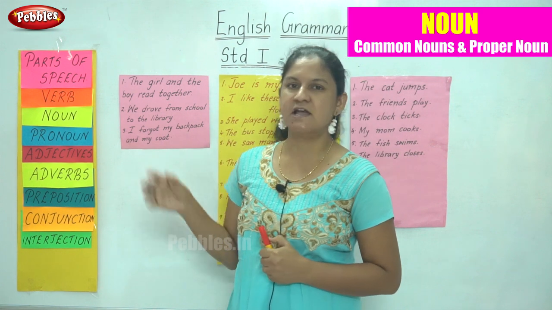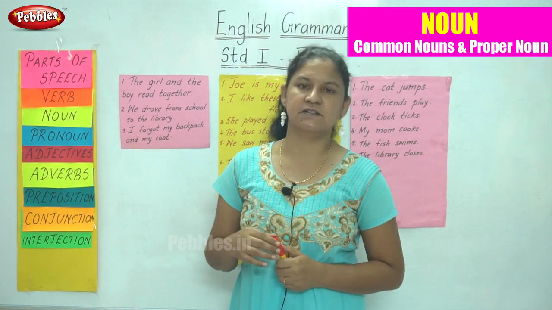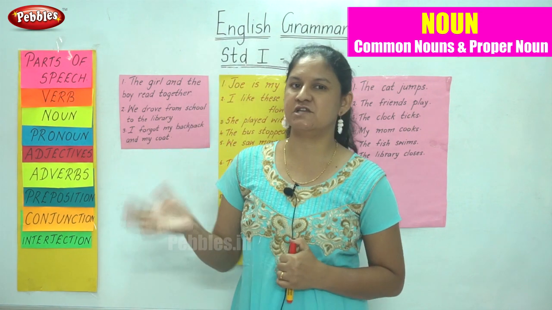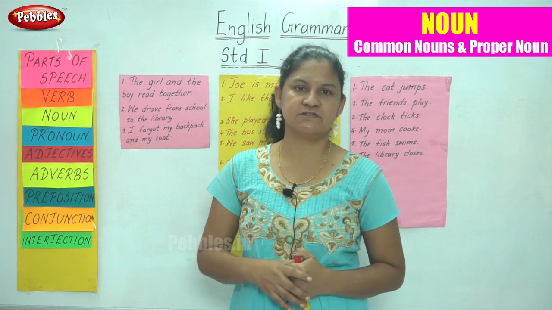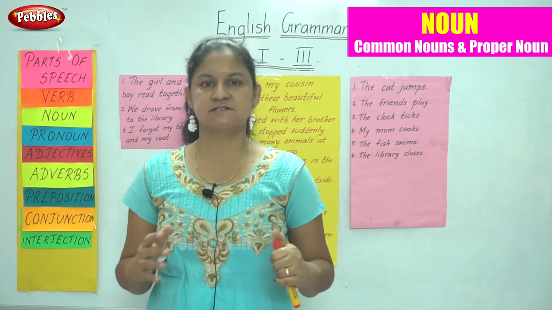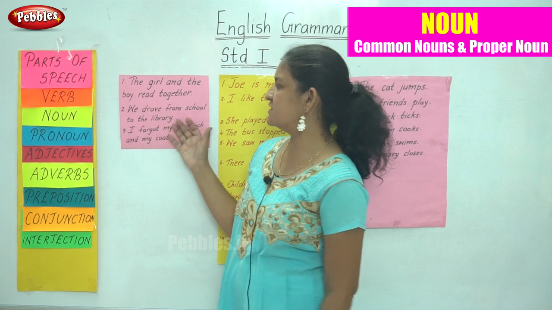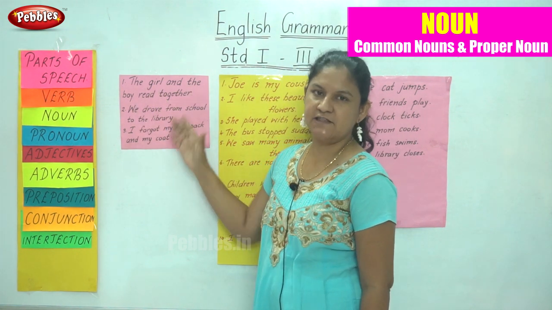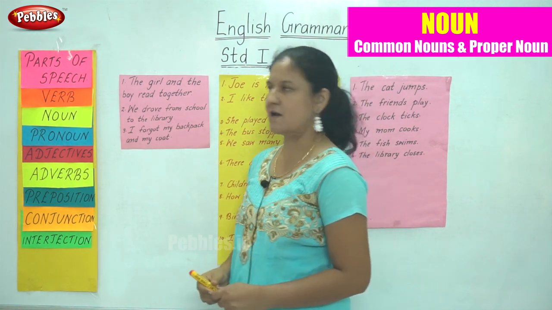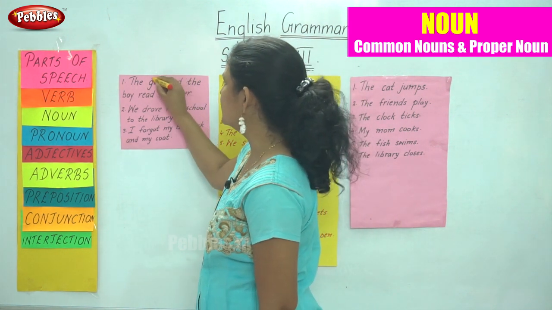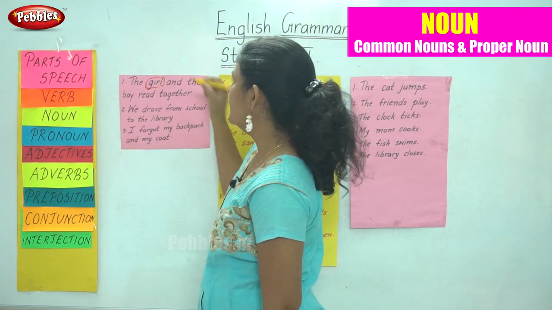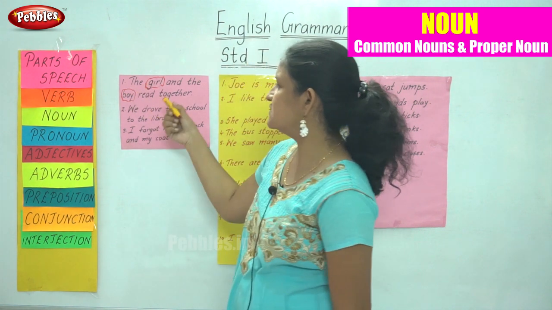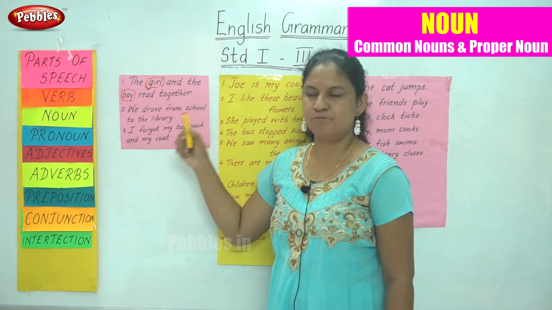I have 3 charts and we are going to circle the common and proper nouns. So we are not going to differentiate between proper and common. We are just going to circle all the nouns in the sentences. The first sentence is: the girl and the boy read together. So I am going to circle the nouns. The first noun is girl and the next noun is boy. So the nouns in the first sentence are girl, boy.